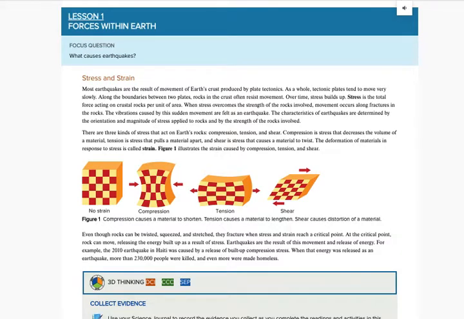This chapter talks about forces within the earth, and specifically, we start off with what causes earthquakes. So, there's different stresses and strains that basically cause plates to break. The first term that I want to bring up is stress. That is the total force acting on crust rocks at the crust per unit area.